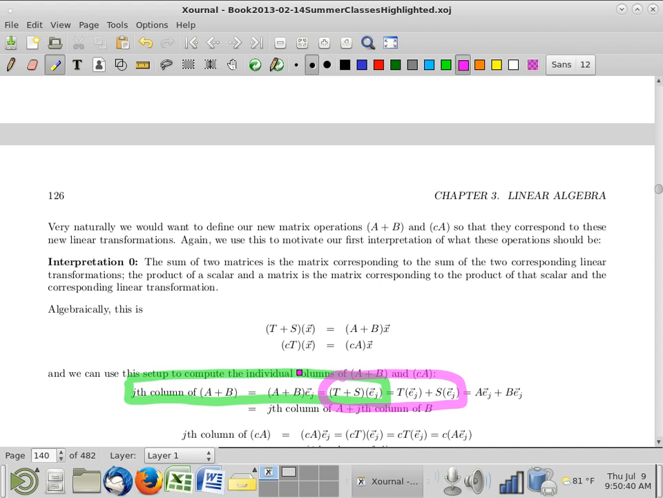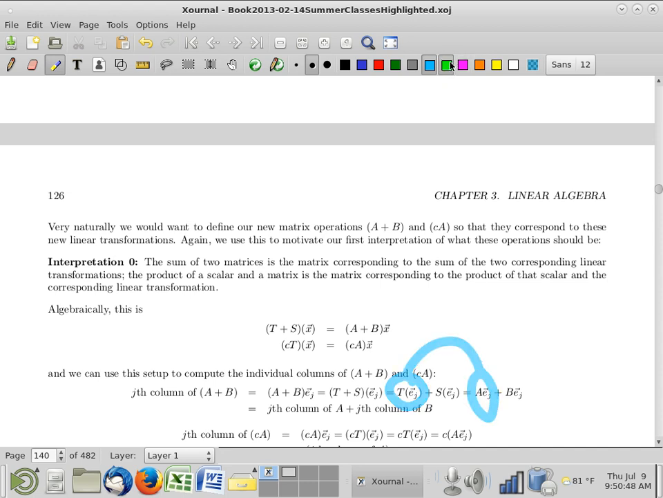And previously, well, I'll say it this way. This linear transformation is represented by some matrix, and this linear transformation is represented by some matrix. And so what we have then is a handy formula for how to add two matrices. One last step here. Columns of a matrix are the images of the standard basis vectors.